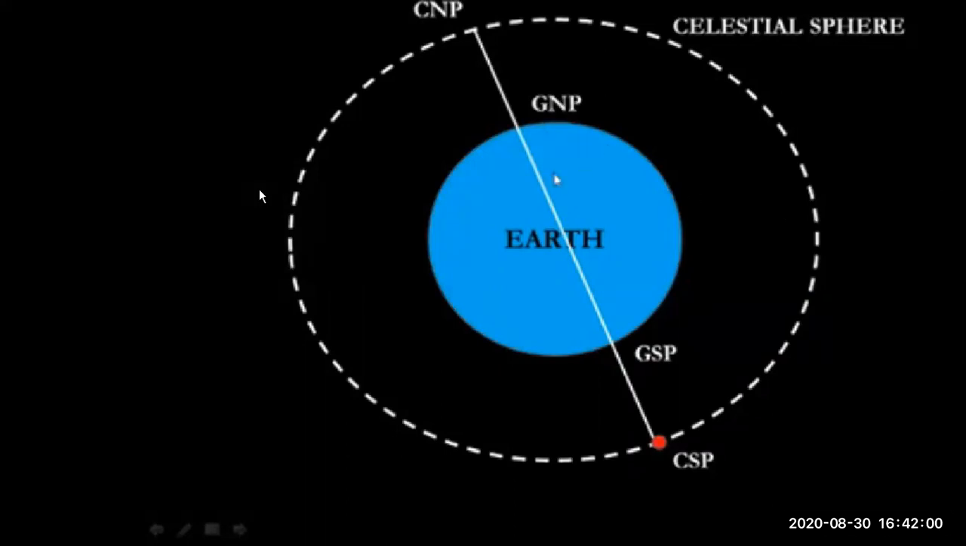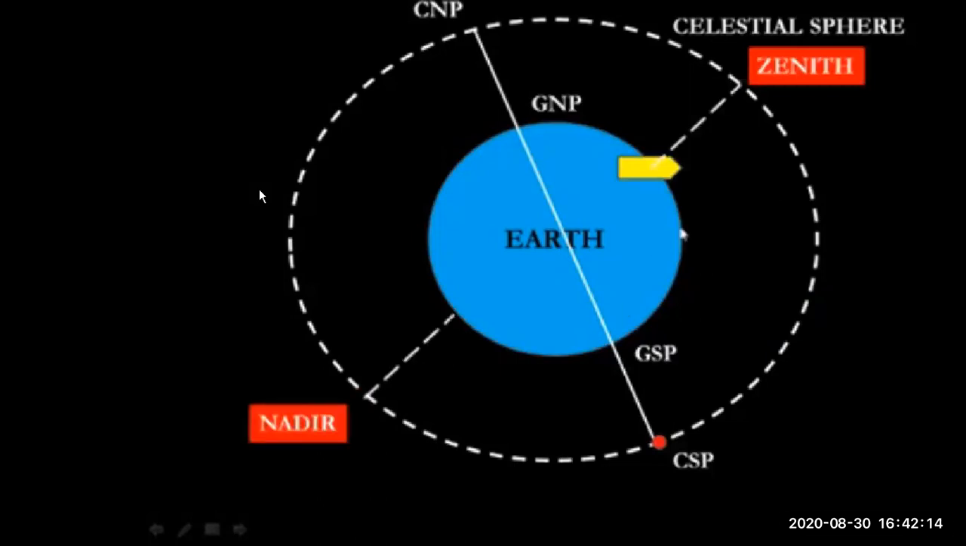So this is celestial sphere, geographical poles, and so we have an observer. Exactly above the observer is zenith, and opposite to zenith is nadir. And the rational horizon is 90 degrees or midway between this zenith and nadir.